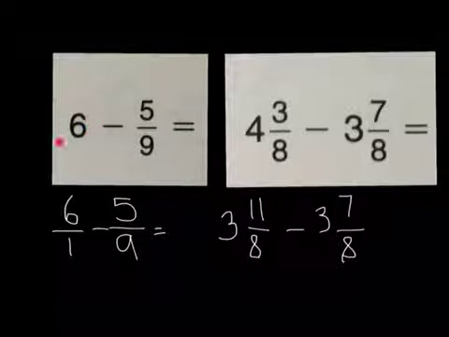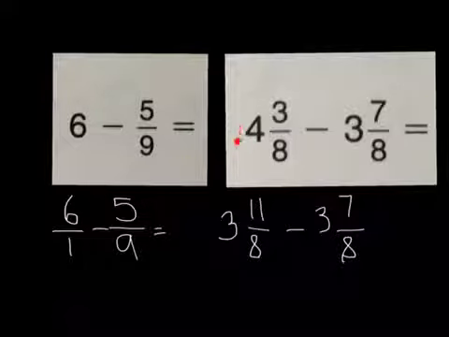I turned the 6 into a fraction by placing it over 1. And over here, I redistributed this mixed number. I redistributed because 7 is larger than 3. If I'm subtracting it, this is going to take more than what I have. So I had to take one of my whole numbers, one of my 8 out of 8s.